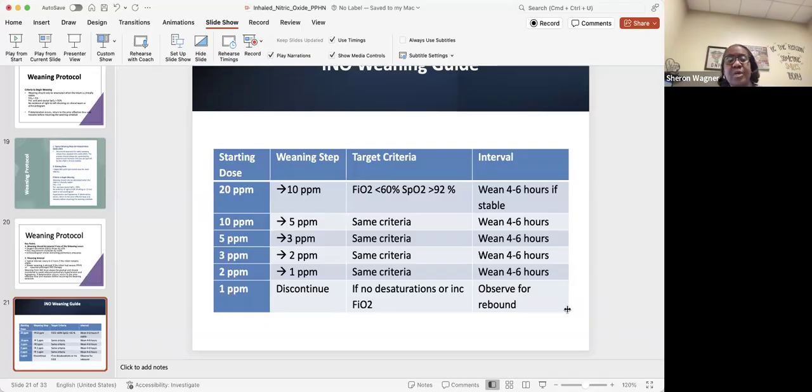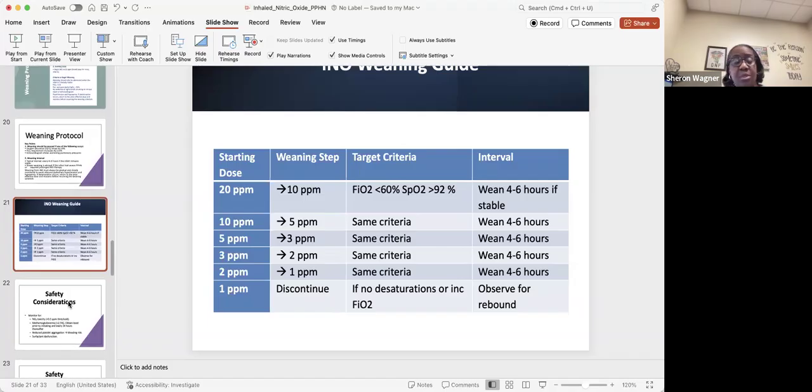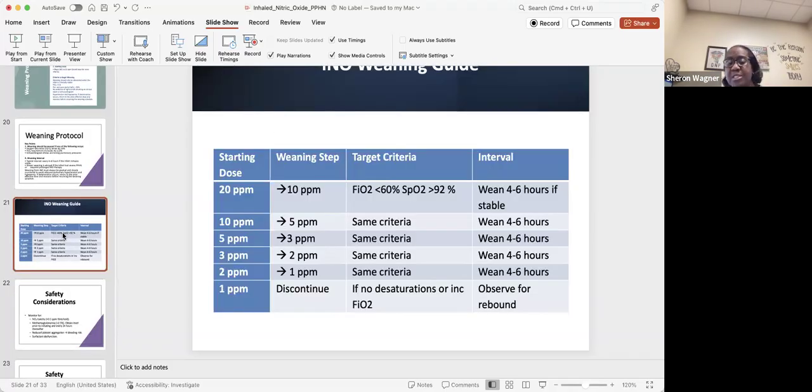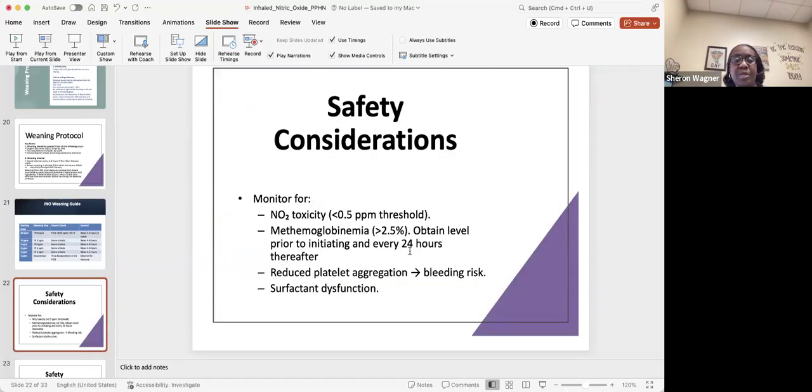Once you get to 5, you go 5, 4, 3, 2, and 1 part per million, while you are observing for any effects of rebound. And again, if you do see some rebound, go back to the number you were at prior to that last wean, where the baby started having some adverse outcomes.